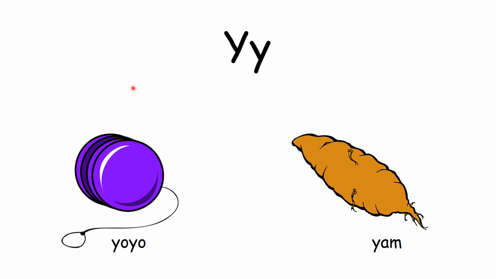So these are the examples of letter Y, which begins with the sound Y. Let's read. Y. Yo-yo. Y. Yam. Again, read on your own. Begin. Good job. Now let's go to letter Z.